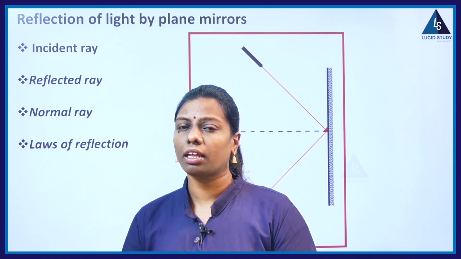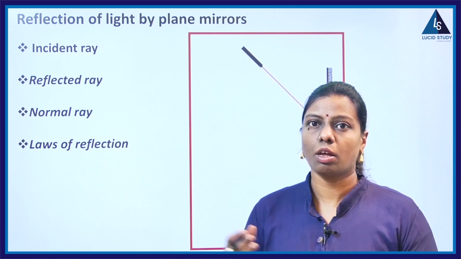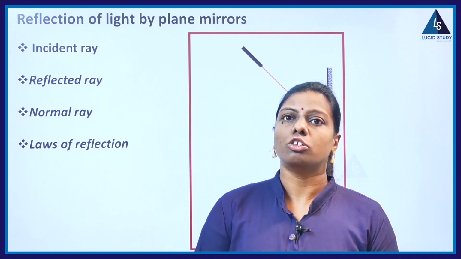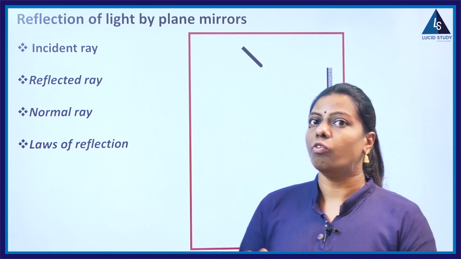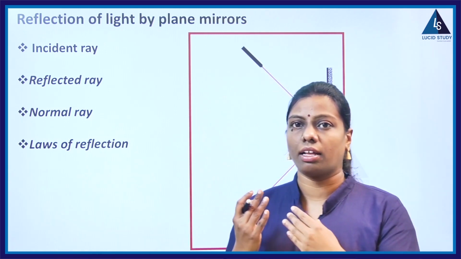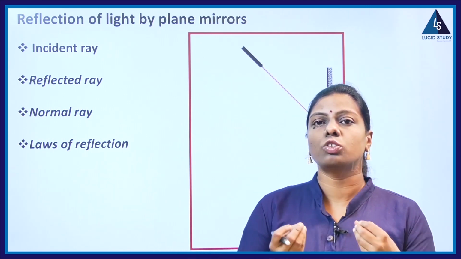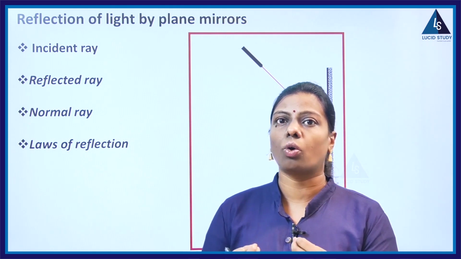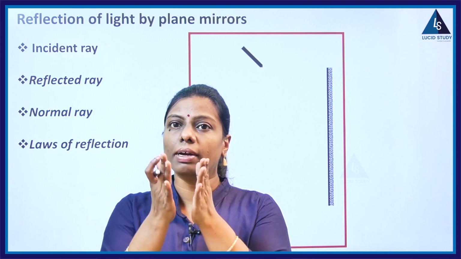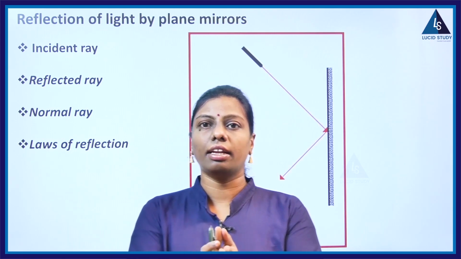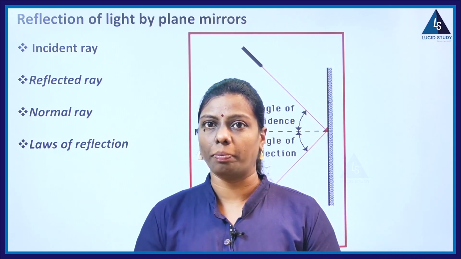What is the incident ray? When a light ray is falling on any surface, suppose you take it as a plane mirror, we call that ray the incident ray. And when the light ray bounces back from the plane surface, it is called the reflected ray. What is the normal? A line drawn at 90 degrees to the plane surface is called the normal.